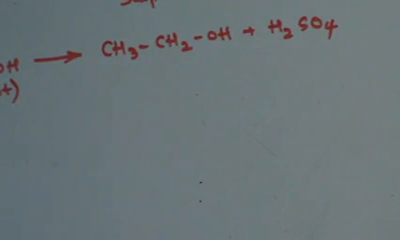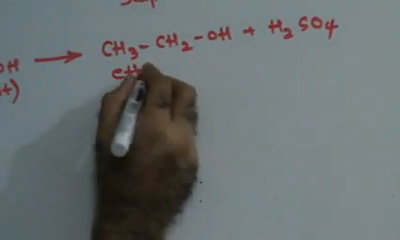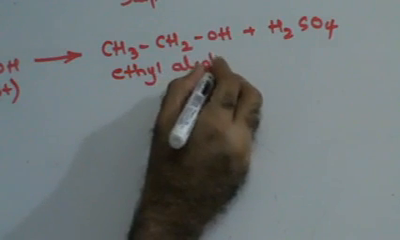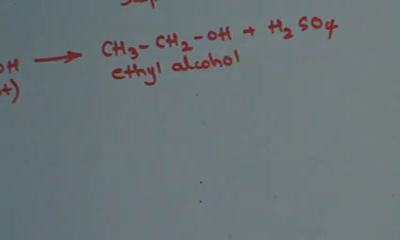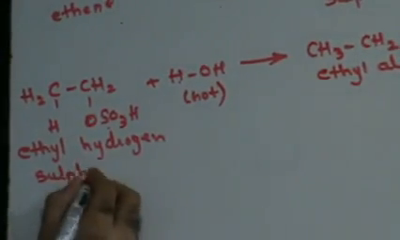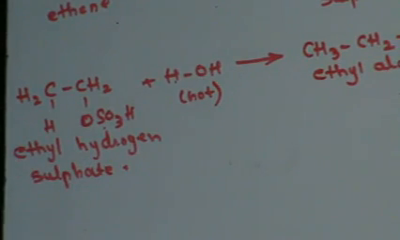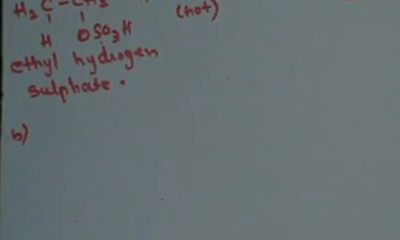Sulfuric acid is back. This is your ethyl alcohol, and here you will have ethyl hydrogen sulfate. So in hydration of alkenes you will get ethyl hydrogen sulfate, and that ethyl hydrogen sulfate will then hydrate to give you ethyl alcohol. Let's see another reaction like this. What happens when propene reacts with sulfuric acid?